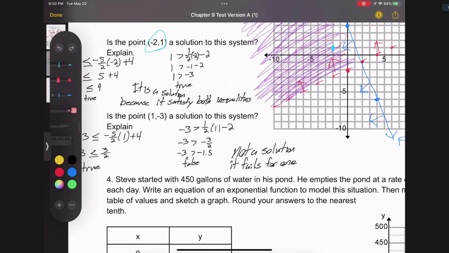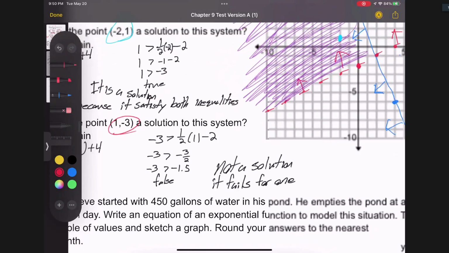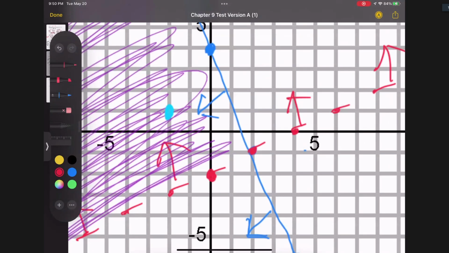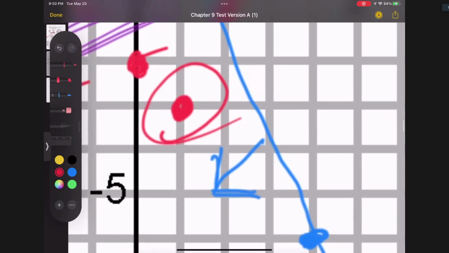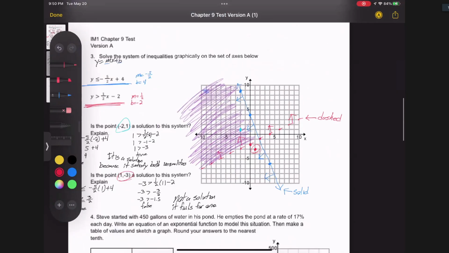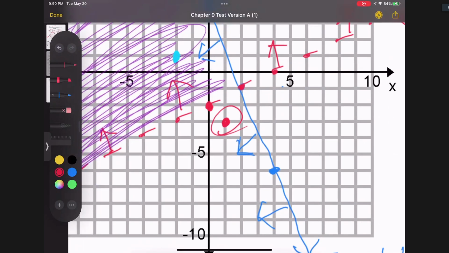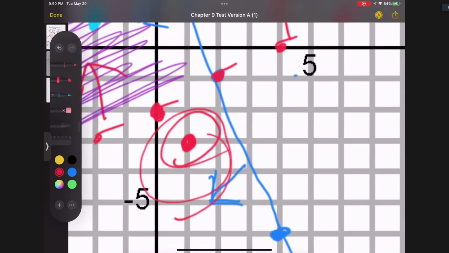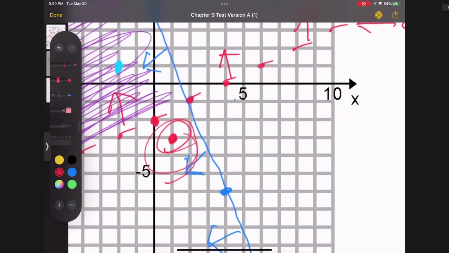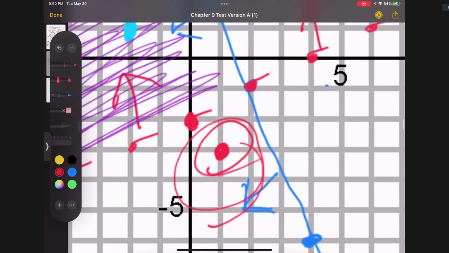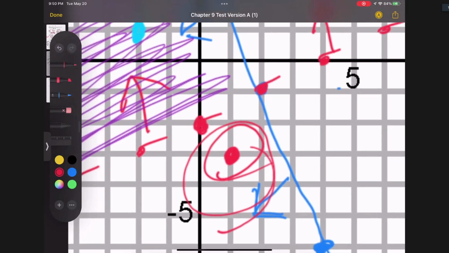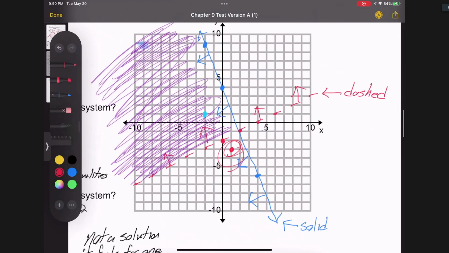And where is 1, -3? I'm going to use red for (1, -3). Where's (1, -3)? That is right here. Do you see this point right here? This point that I'm circling is (1, -3). Now, sure, it's in the blue shaded region. You see how it's on the blue side? I said that it needed to be below the blue line, but look, it's not above the red dashed line. So that means it is not a solution.